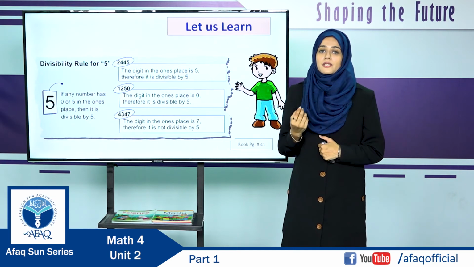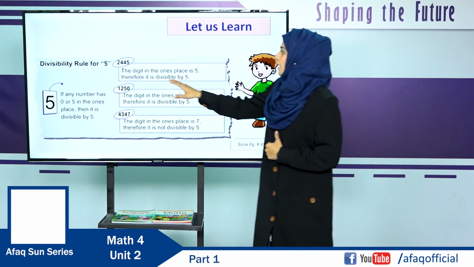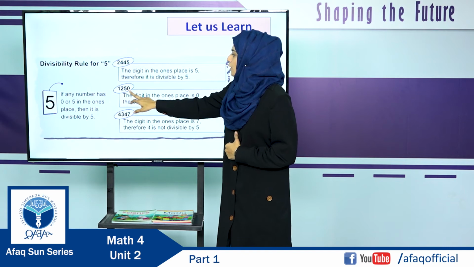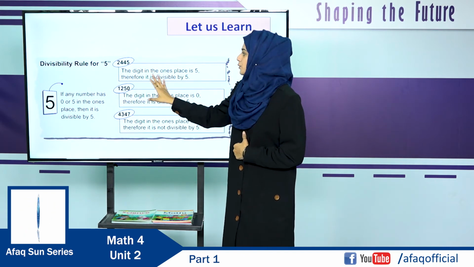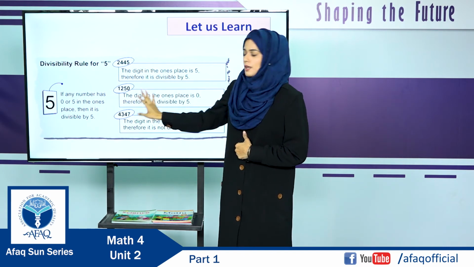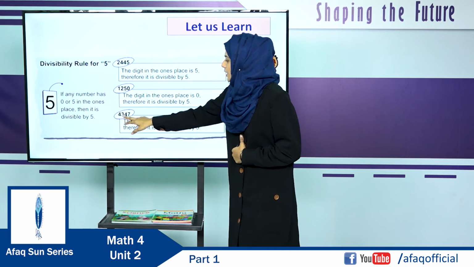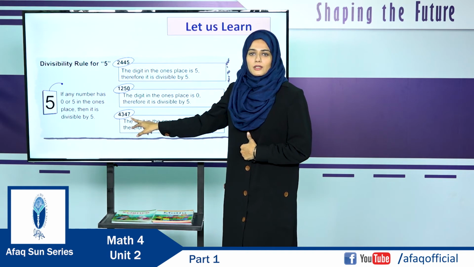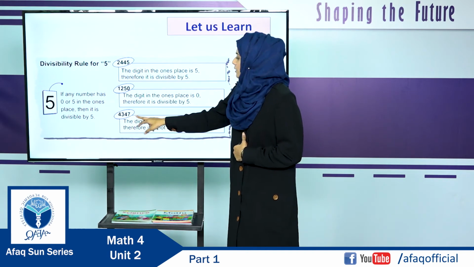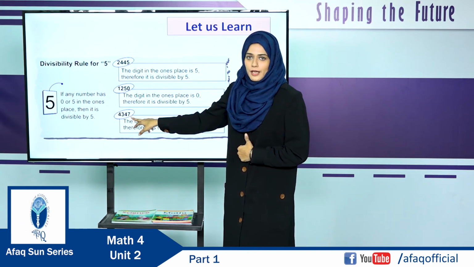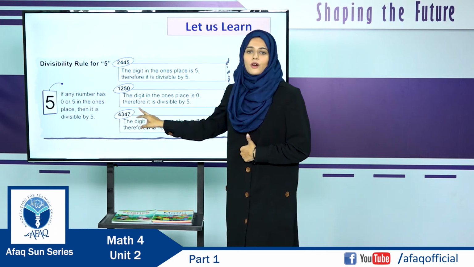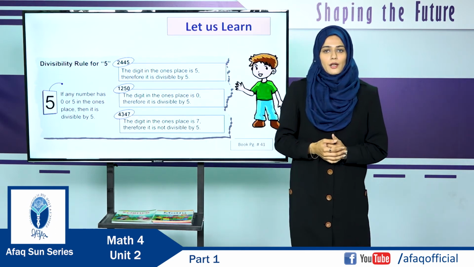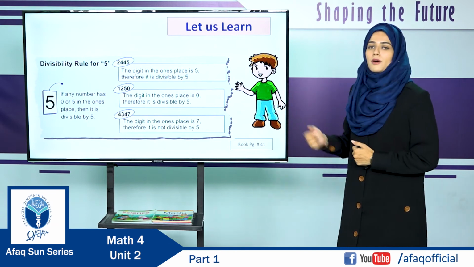It is a very interesting point. Like if you have 5 or 0 in the ones place, then you know that it is divisible by 5. Okay, what about this? 4347. 7 is on the ones place. There is no 0, there is no 5. So, this number is not divisible by 5. I hope you understood this divisibility rule of 5.